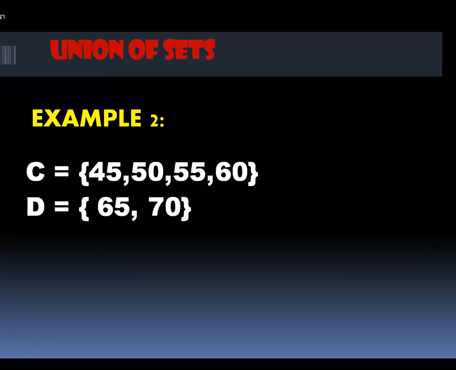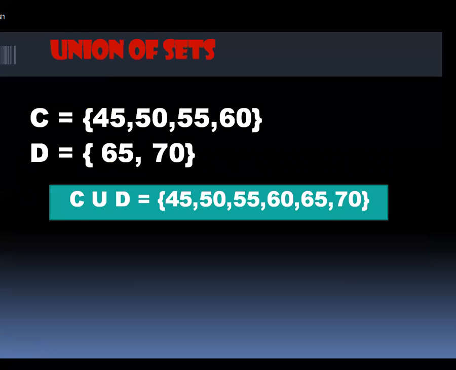So what is the union of sets C and D? The union of sets C and D is equal to 45, 50, 55, 60, 65, and 70. Okay?